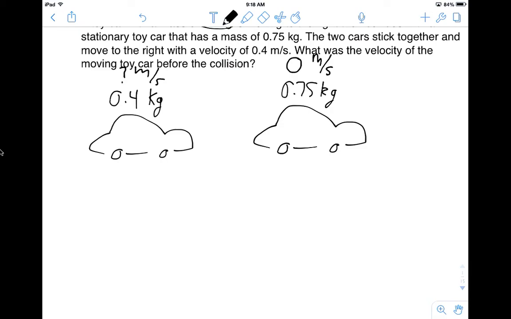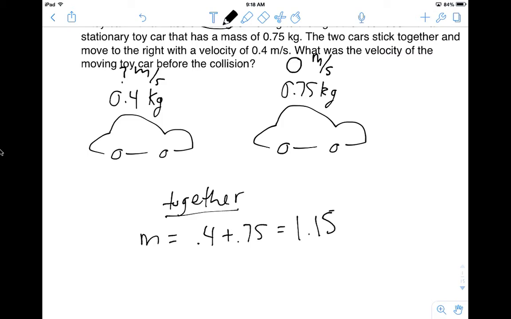So I know that when the two cars are together, their mass is going to be 0.4 plus 0.75, which makes 1.15. And their velocity, this comes from the problem, the velocity is 0.4 meters per second.